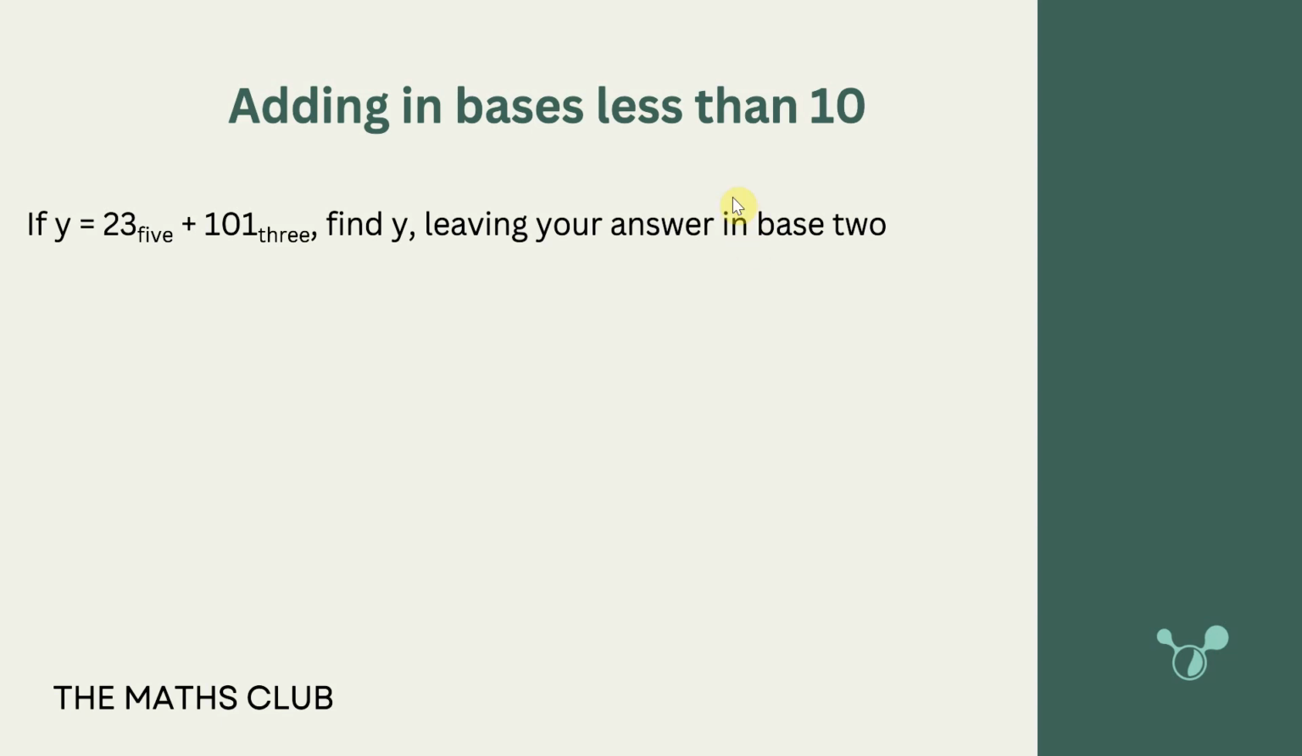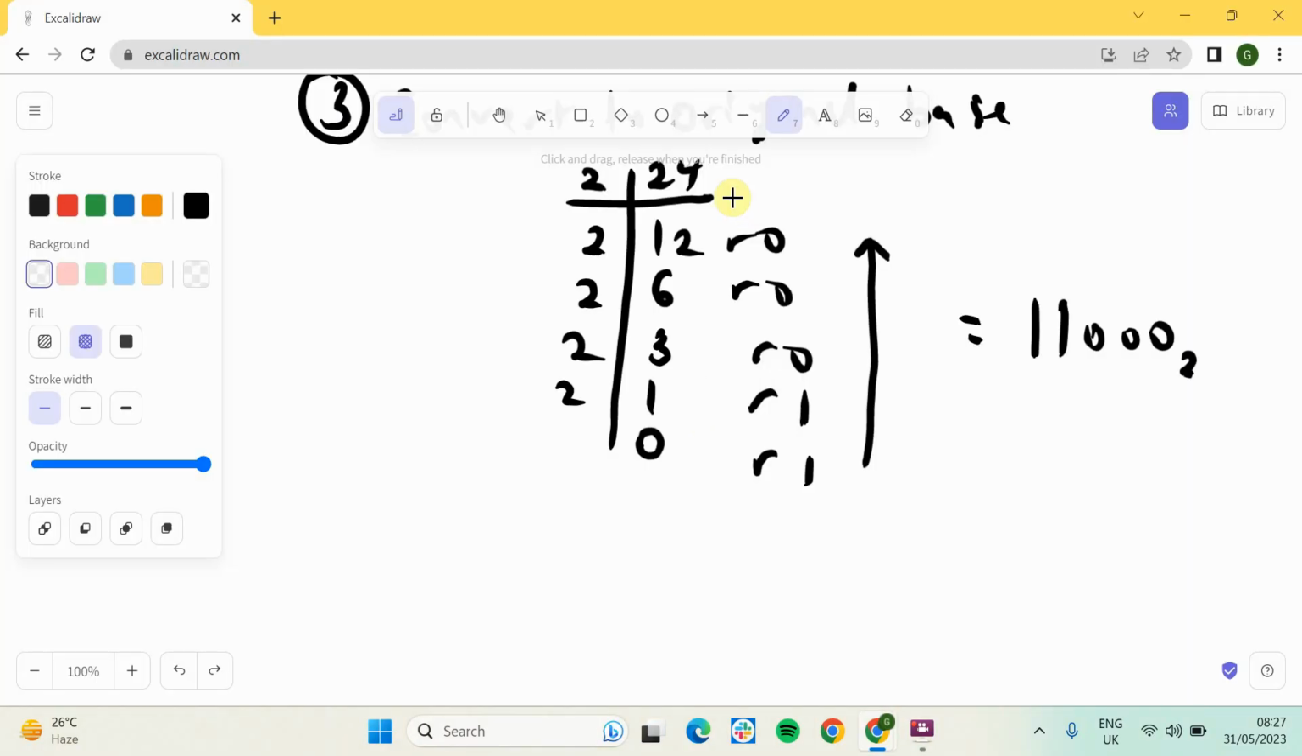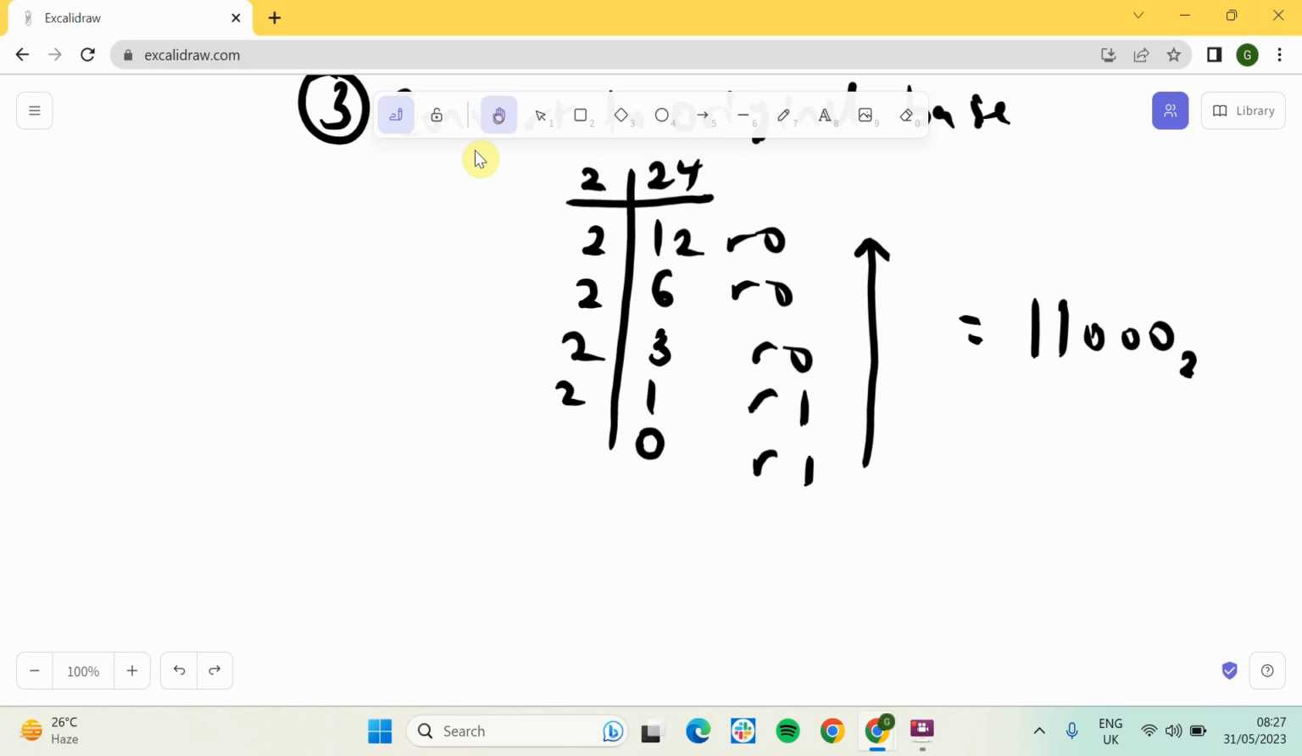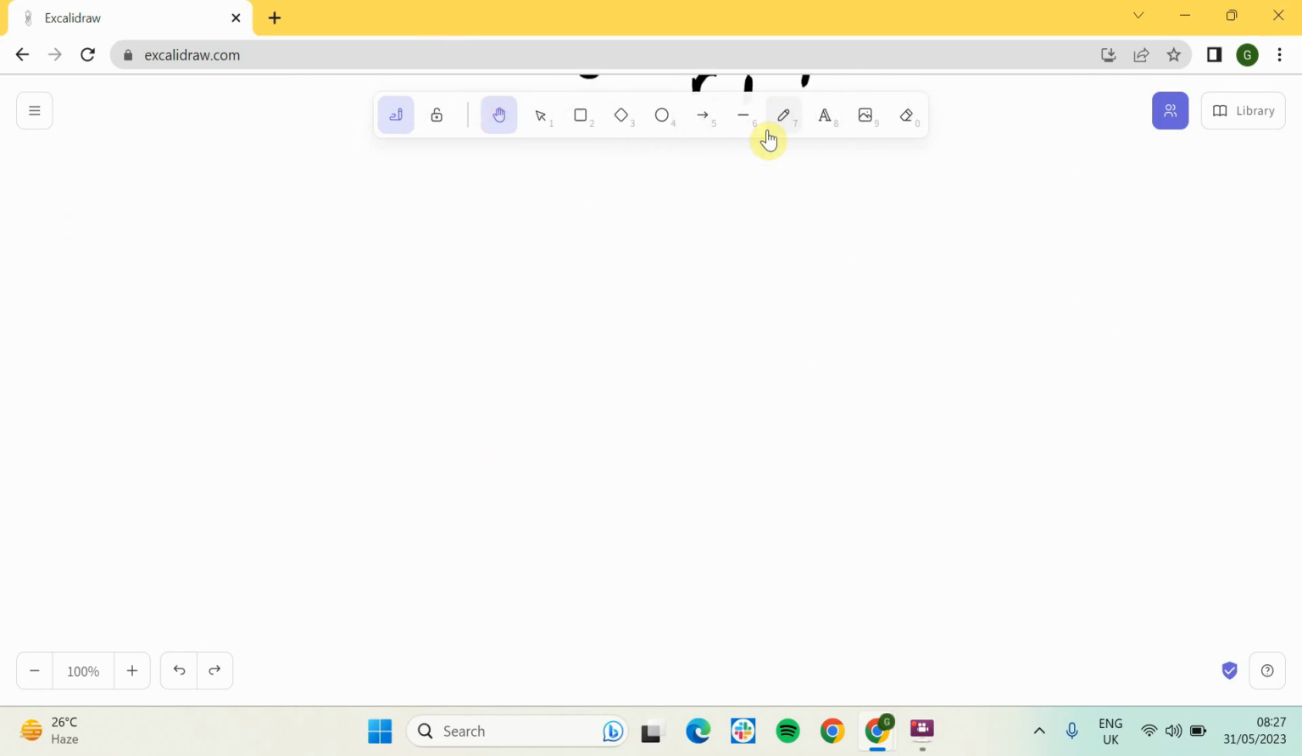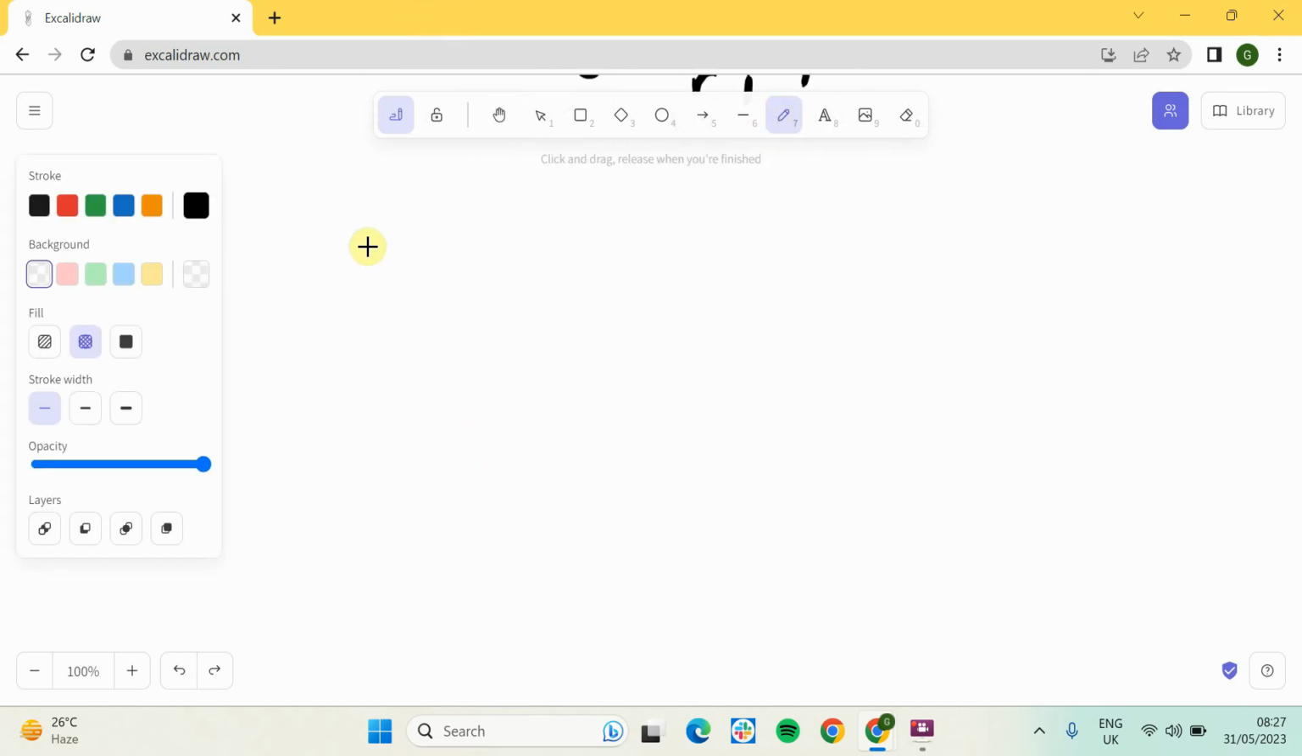Welcome back. So let's see. 23 base 5 plus 101 base 3. It's very similar to the example that we solved before. So 23 base 5, I'll convert it to base 10. Let me put it in steps.